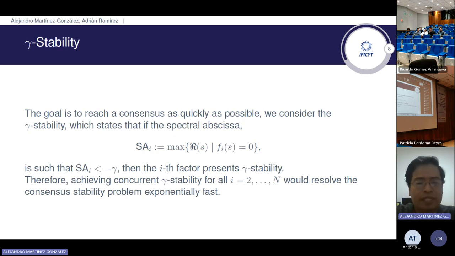Then how do we approach the problem of fast consensus? Well, we introduce the concept of gamma stability. We define the spectral abscissa given by the rightmost root. And then with gamma, we push the rightmost root to the left of minus gamma. Therefore, achieving gamma stability for the n minus one factors will resolve the consensus stability problem exponentially fast.